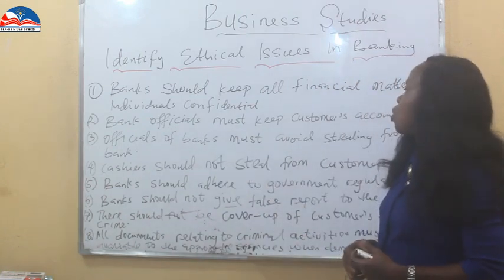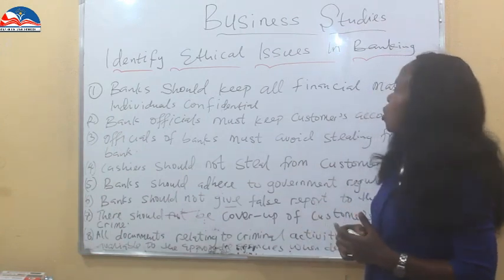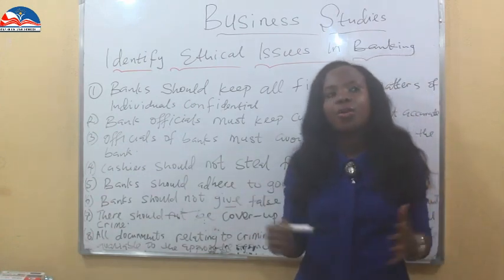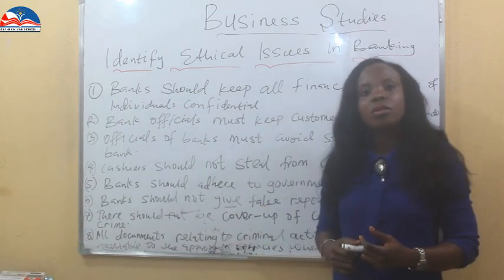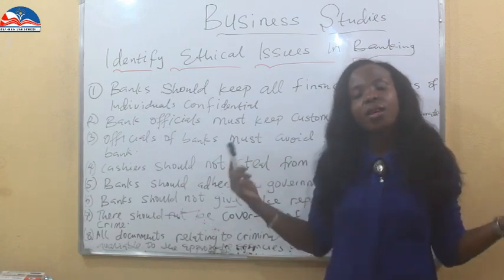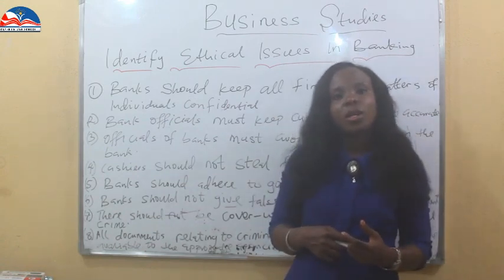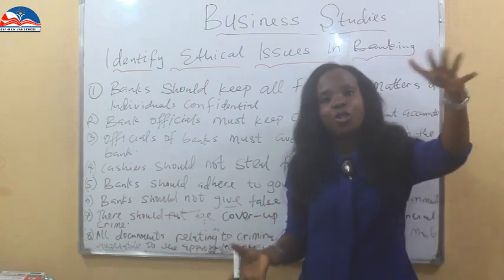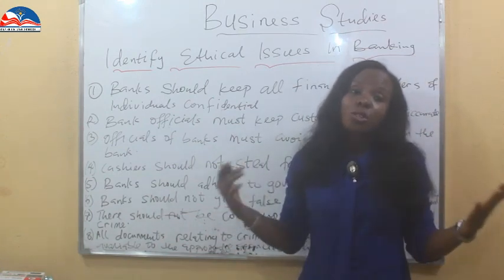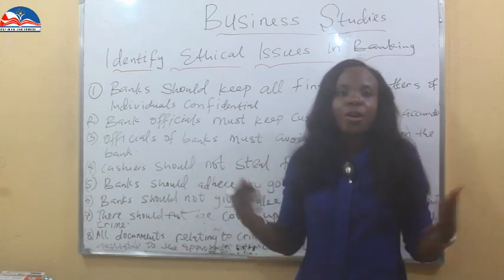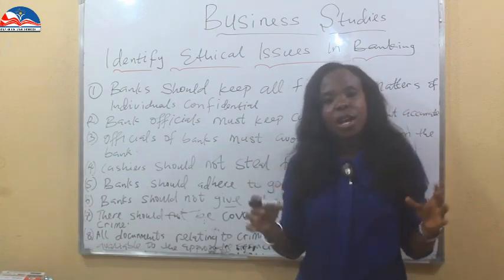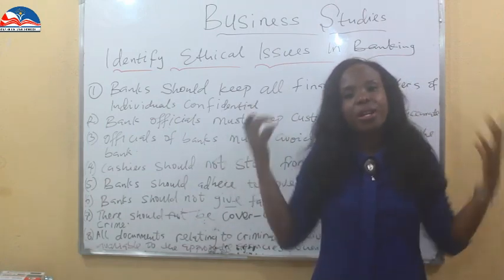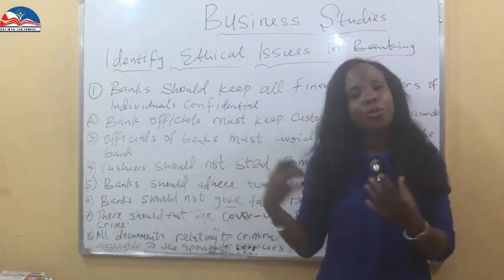The second one is bank officials must keep customers' accounts accurately. They must keep accurate records of customers' accounts. There should not be mistakes. Thank God for this era of digitalization, where everything can be done via a computer. Unlike when there was the use of big journals, there might be errors of omission, commission, typographical error, writing error, and the rest of them. But now, the errors are minimal. Don't deliberately give an inaccurate record or keep inaccurate records for personal gain.